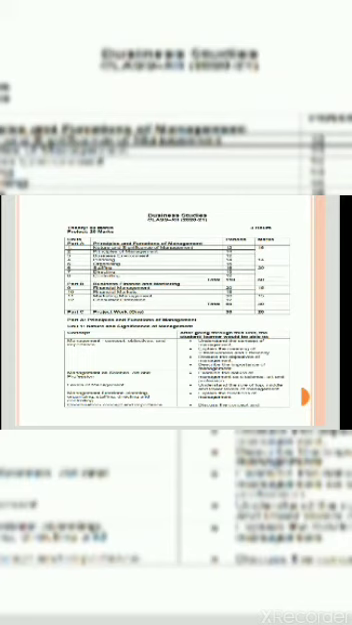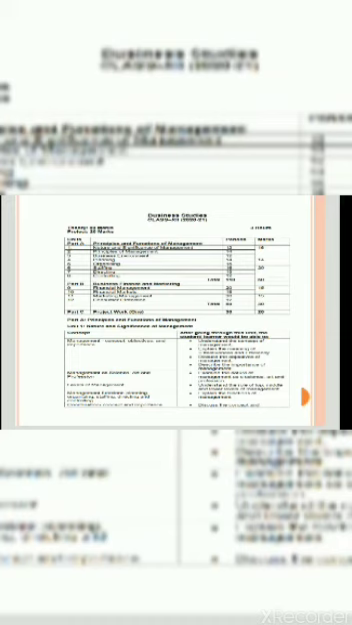Next, in part A, chapter 1 is nature and significance of management. Chapter 2, principles of management. Chapter number 3, business environment. Chapter number 4, planning. Chapter number 5, organizing. Chapter number 6, staffing. Chapter number 7, directing. Chapter number 8, controlling. The total 8 chapters are of 50 marks.